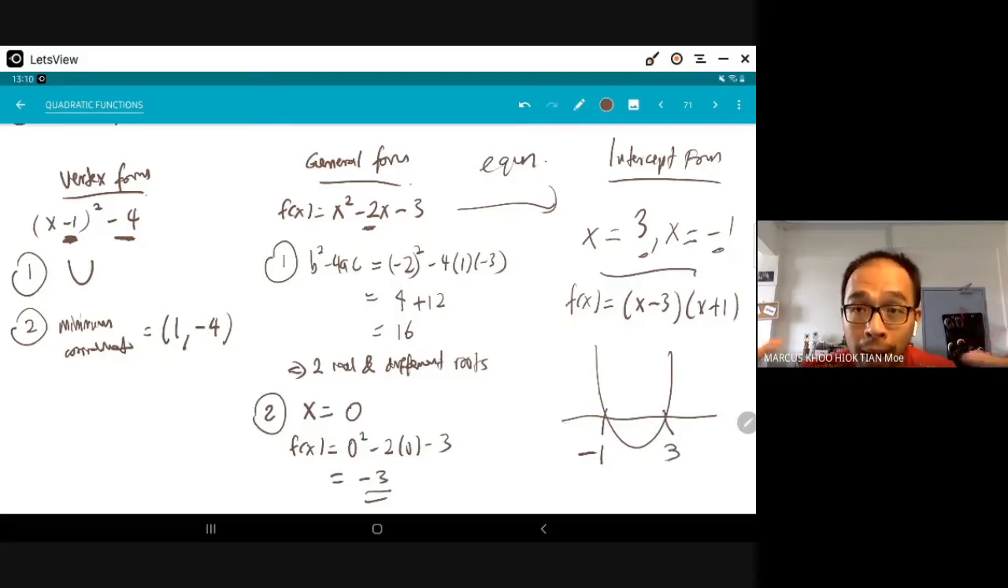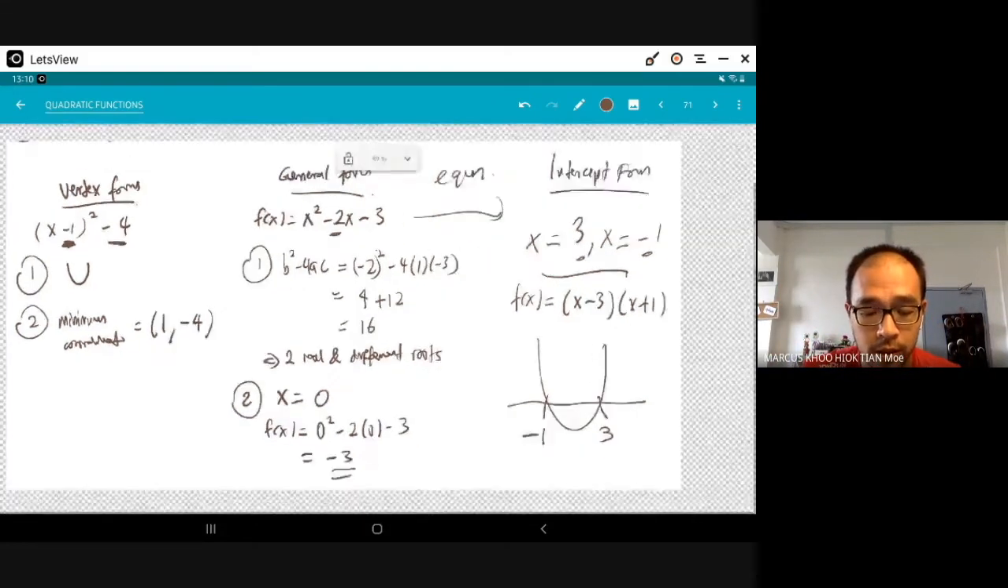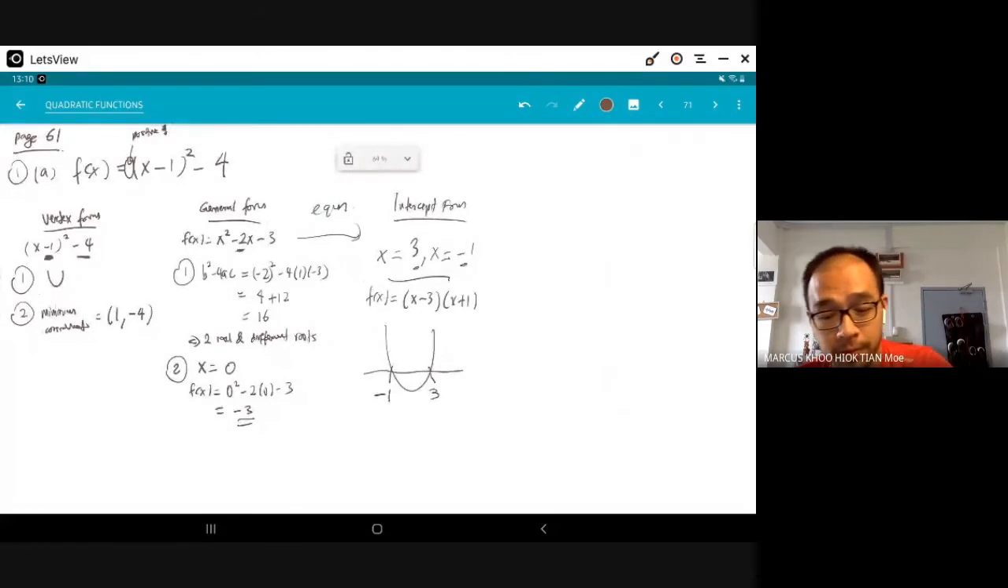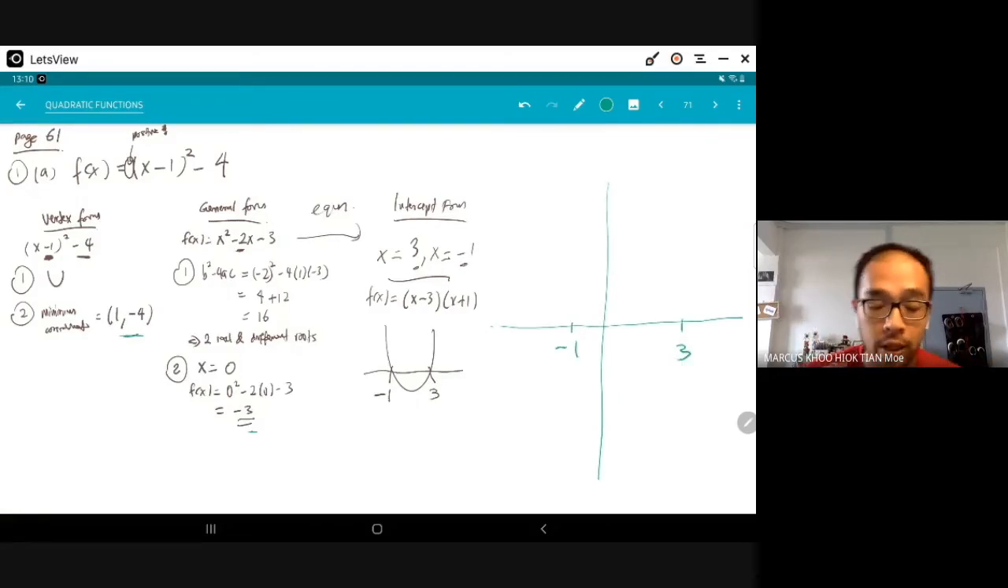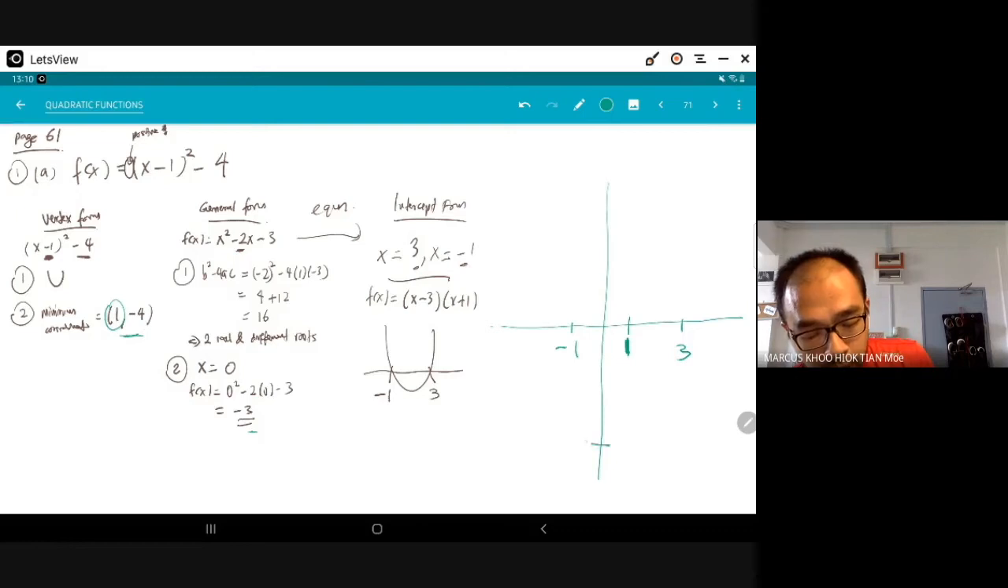Now we combine all the 6 pieces of information into one graph. Okay, so let's see, we have negative 1 and negative 4, and then we have negative 3 over here. So if I draw like this, here is negative 1, here is 3. Then the x coordinate here is 1. Then the bottom here is negative 4, and here is negative 3.